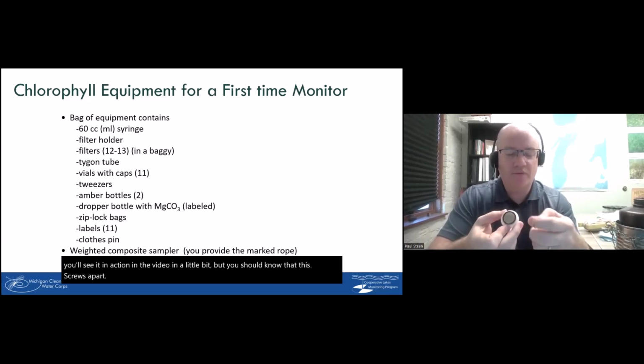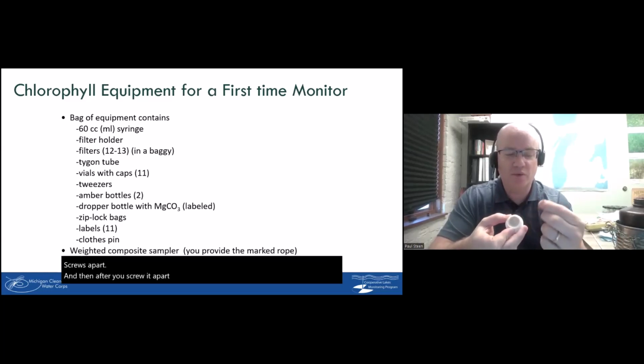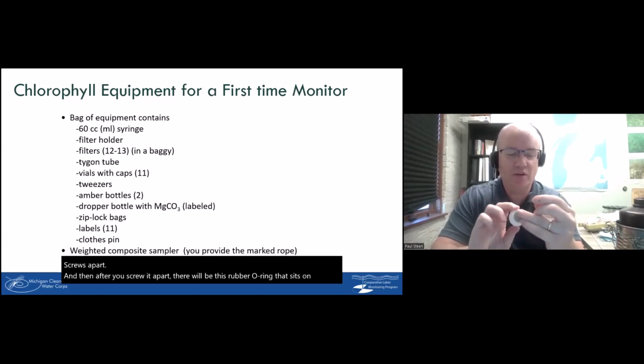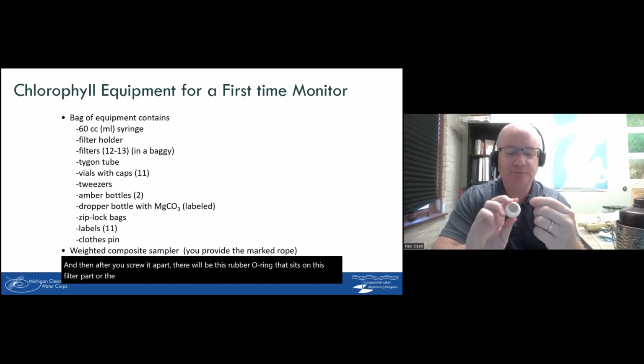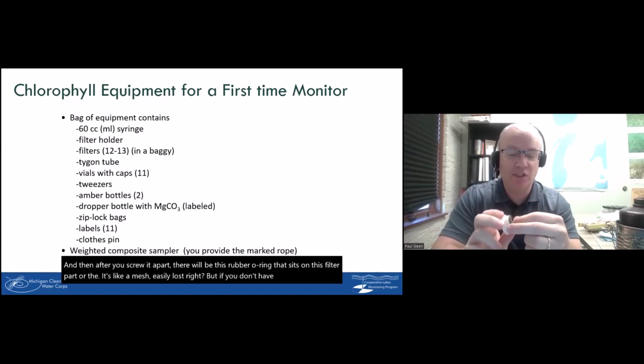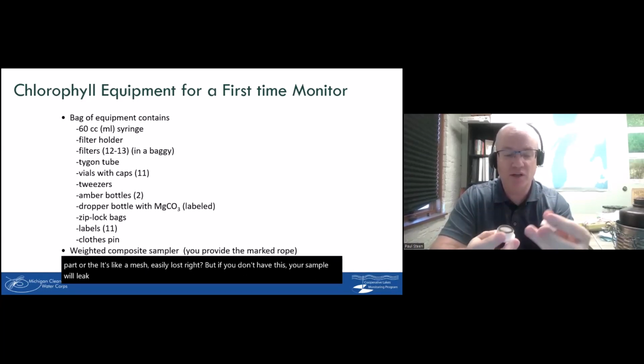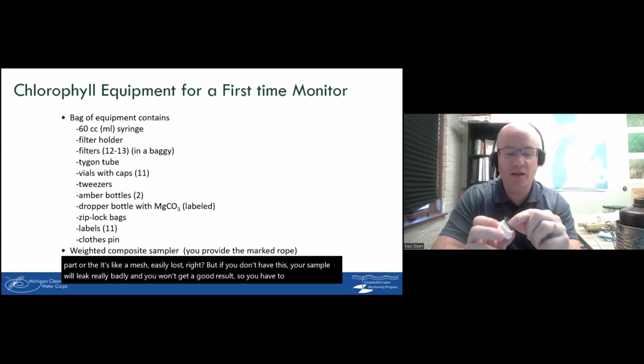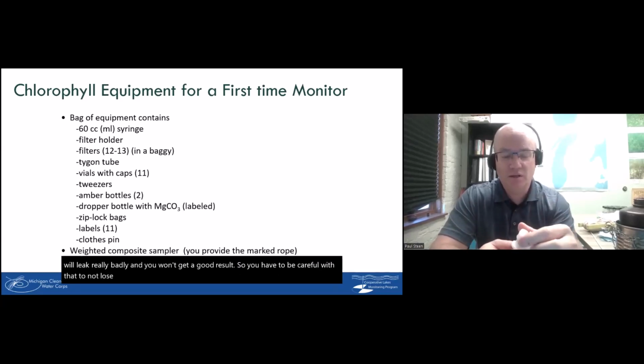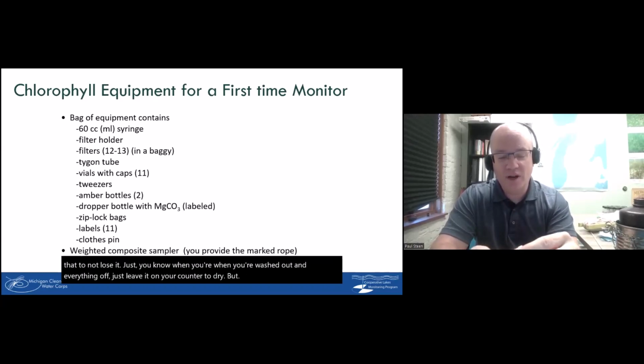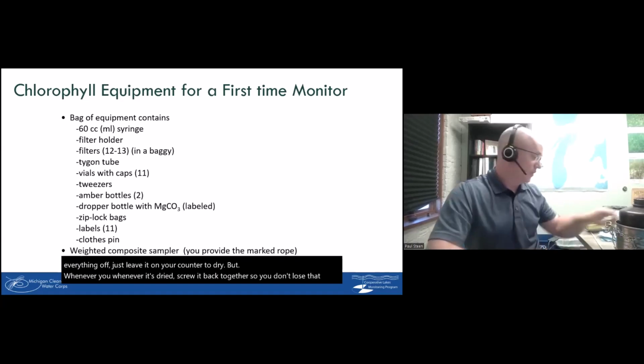And then after you screw it apart, there will be this rubber O-ring that sits on this filter part, or it's like a mesh. Easily lost, right? But if you don't have this, your sample will leak really badly and you won't get a good result. So you have to be careful with that to not lose it. Just when you're washing everything off, just leave it on your counter to dry. But whenever it's dried, screw it back together so you don't lose that piece.